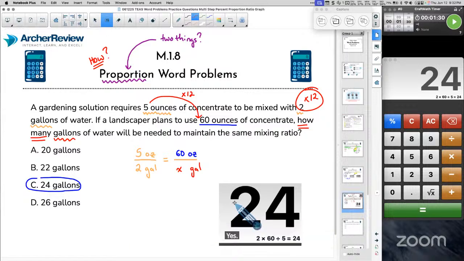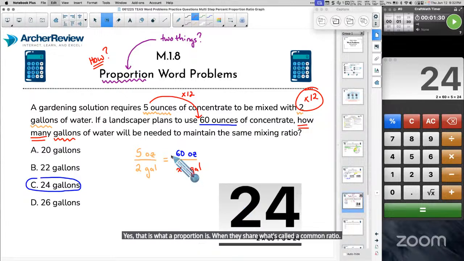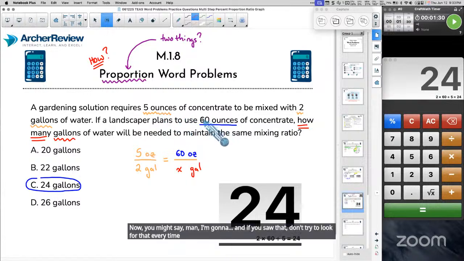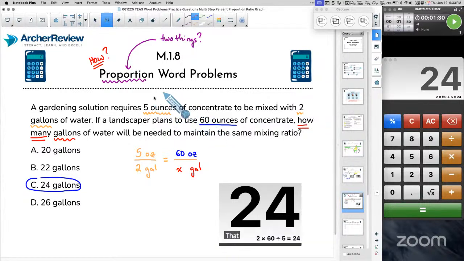Yes, that is what a proportion is, when they share what's called a common ratio. Now you might say, if you saw that, don't try to look for that every time, because had this 60 been, say, 62, I don't know what that's going to be off the top of my head. But when I saw 60, I was like, well, hang on a second. That 60 is 12 times as much as this, so I'm going to need 12 times that amount. Just a random little fact there.